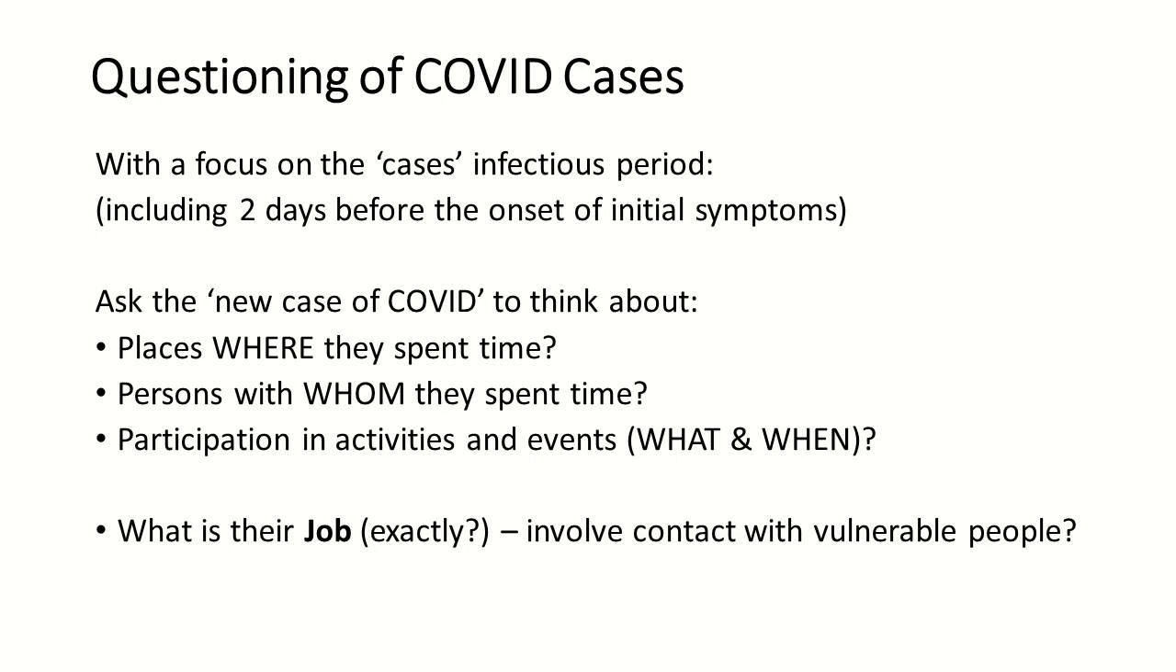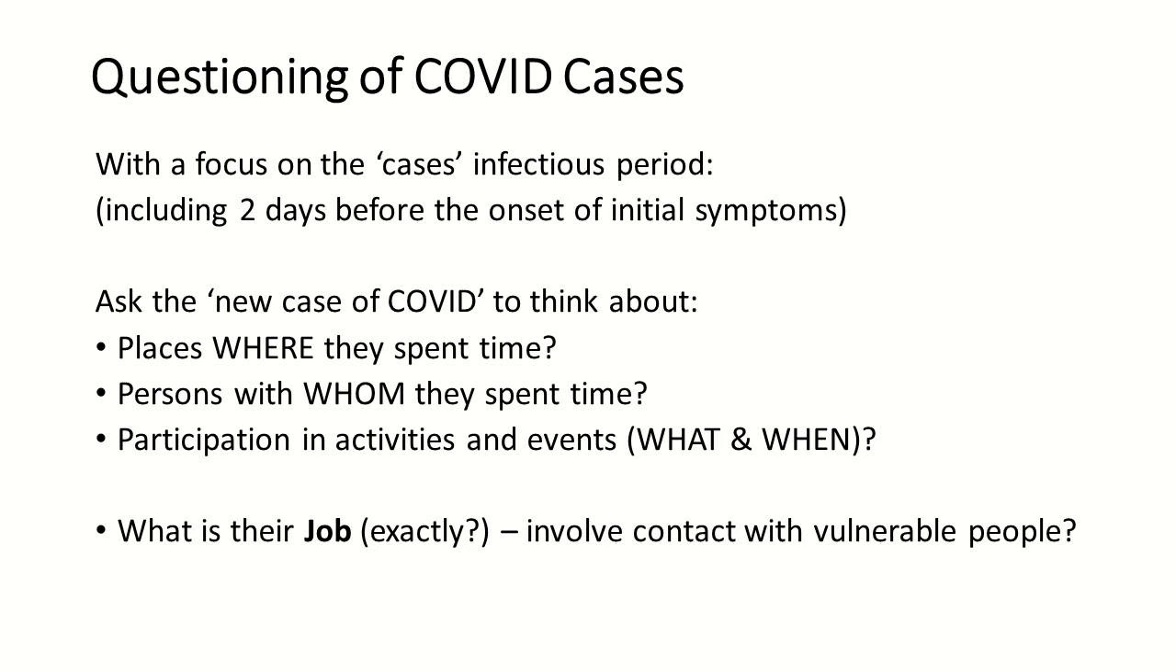So in questioning someone who's got COVID, a case of COVID, we need to focus on the case's infectious period, and this means taking account of the fact that people can be infected with the virus and be asymptomatic, not have symptoms, up to 2 days before the symptoms start. So we need to ask them about their contacts starting 2 days before the symptoms began.